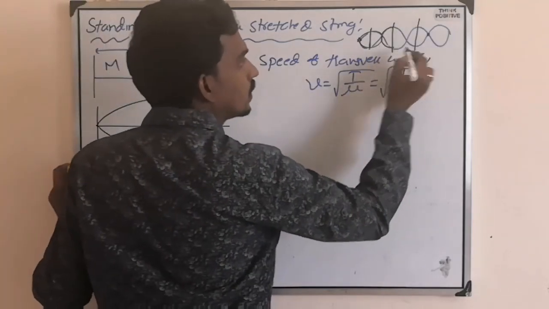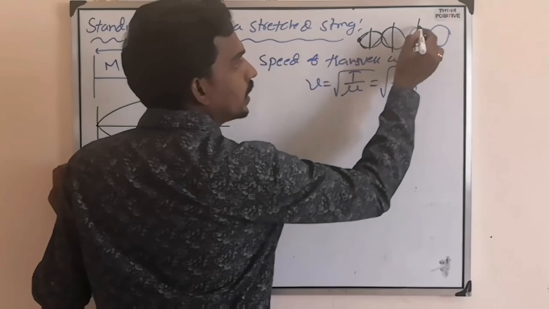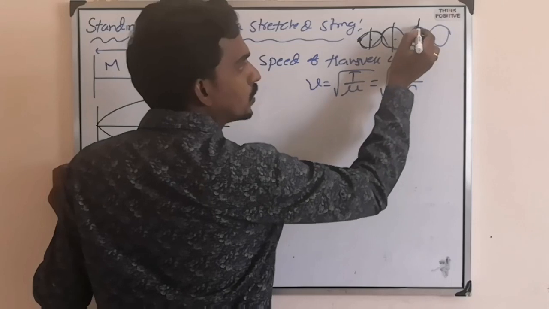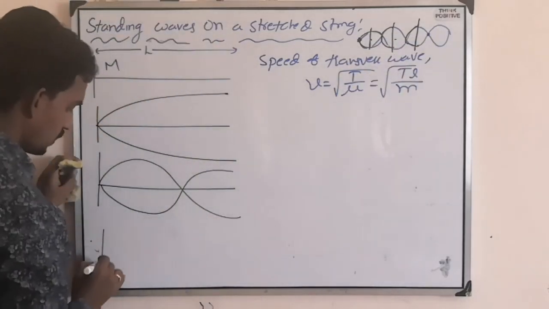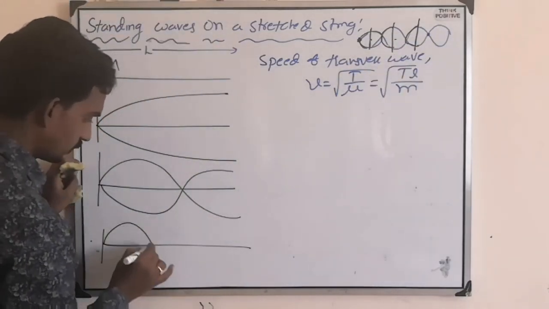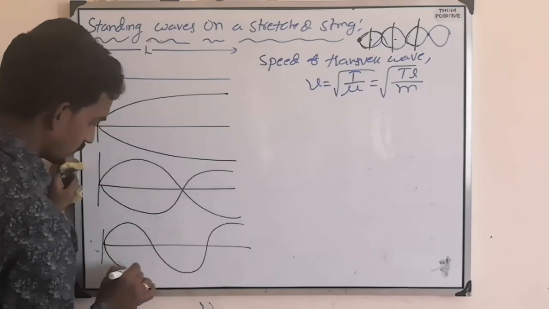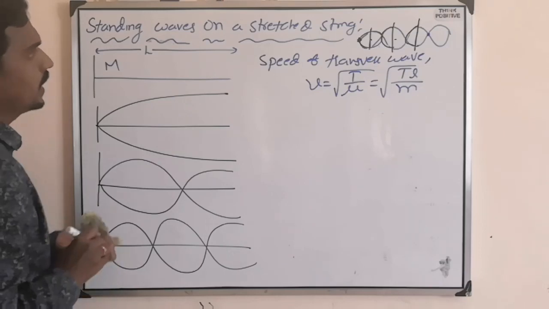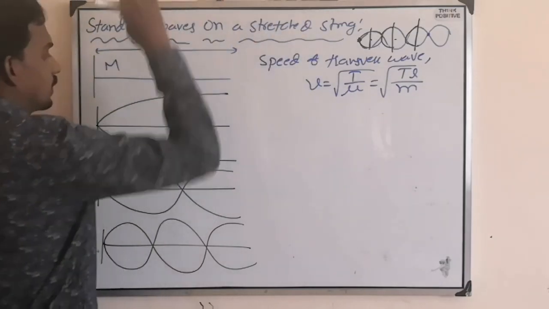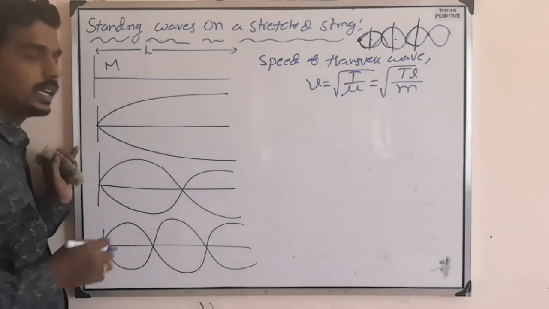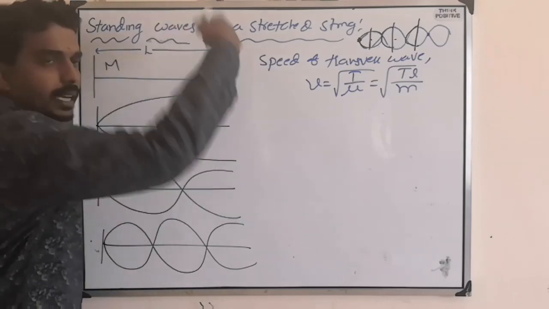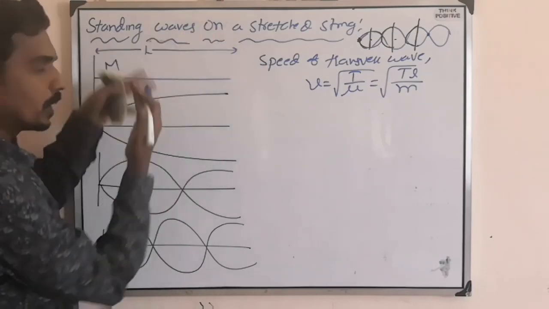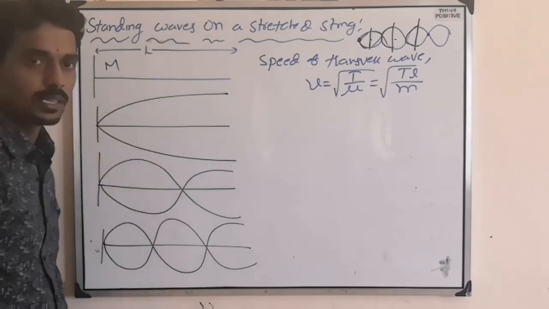Next, this one, node, then antinode. Two full loops, one half loop. That means like this. So, same way now you can understand that when the string is like this, here you are generating vibrations. They will travel, hit and come back and superimpose, and these are all the possibilities.